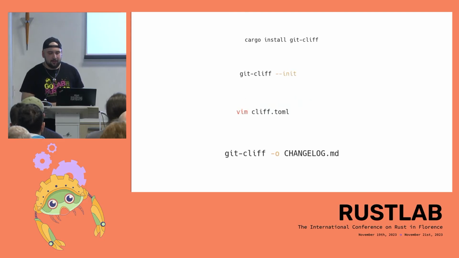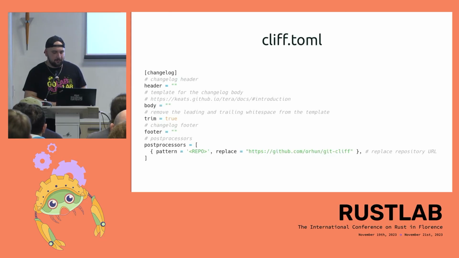Let's say you want to integrate git-cliff into your project. What's needed? It's very straightforward. You just install it with Cargo or your favorite package manager. You run git-cliff --init, which creates the cliff.toml file, and you just edit it with your favorite editor, which is Vim probably, and you create the changelog with the last command, or you can just output it to stdout by running git-cliff, and that's it. There are a lot of example cliff.toml files in the repo, but this is the workflow.